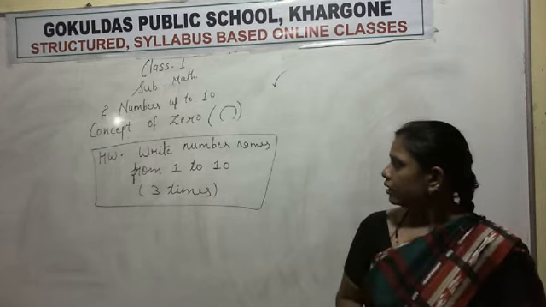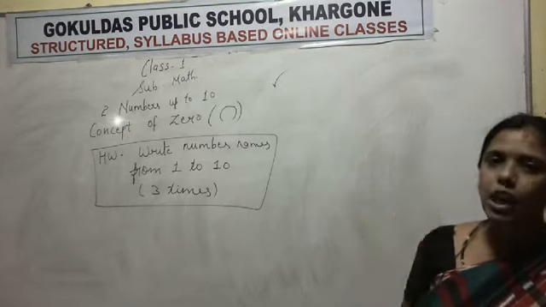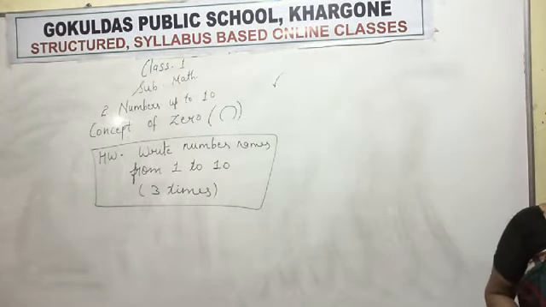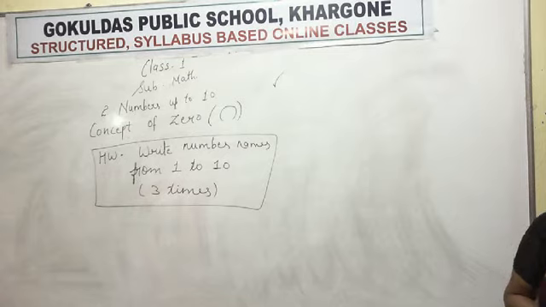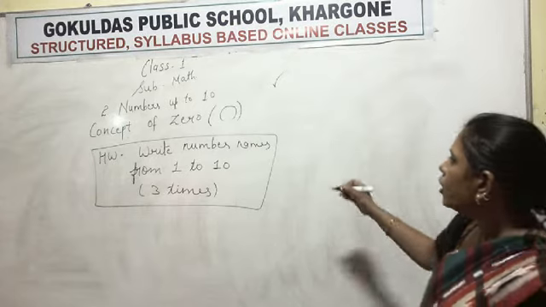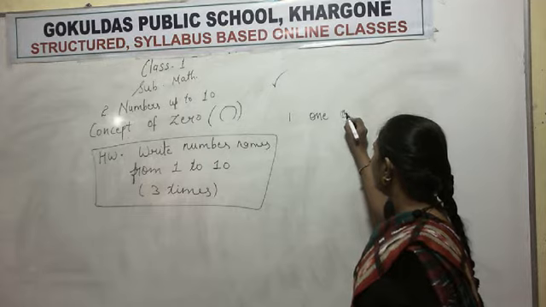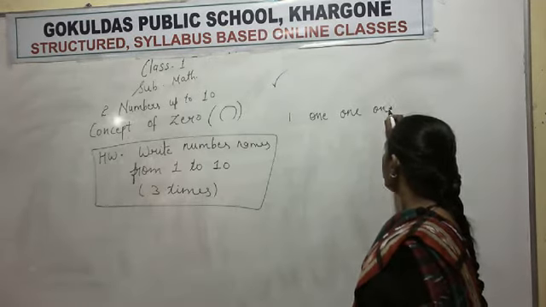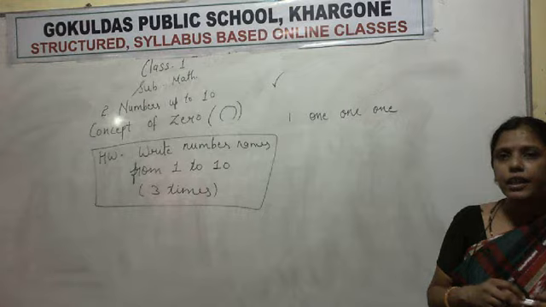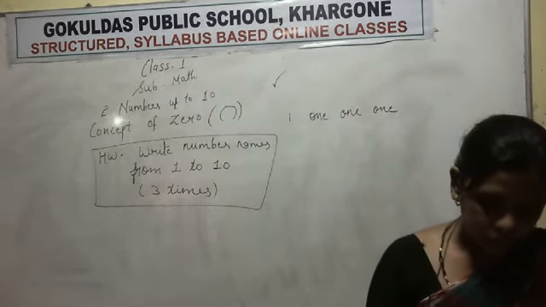Note down this homework. You have to write the number names from 1 to 10, 3 times. How do you write it? You write 1 and write the spelling of 1: O-N-E, 1. O-N-E, 1. O-N-E, 1. In this way you have to write it 3 times in your copy.